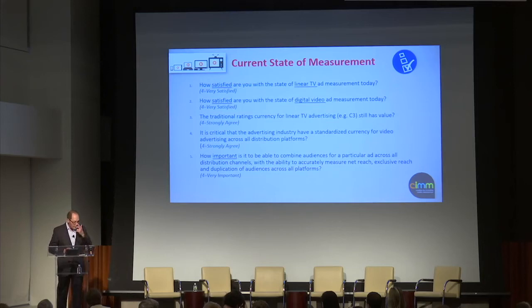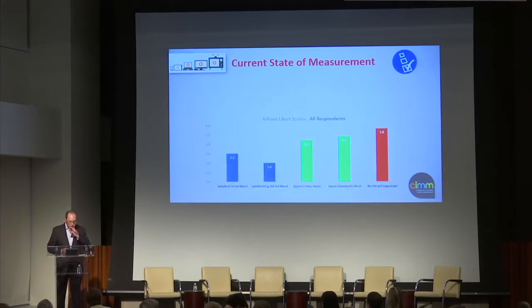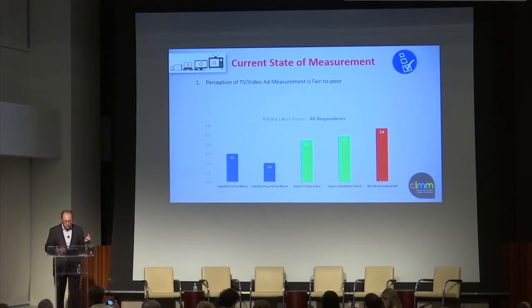So here are the results, quantified in a simple bar chart. Now, the first 2 blue bars indicate the satisfaction with first television and then digital video ad measurement in the industry today. TV does get higher marks, but overall the assessment is fair to poor if you combine the results for both of those. Turning to the 2 green bars, first, when asked specifically about C3 television ad measurement still having value, the level of agreement was relatively high.